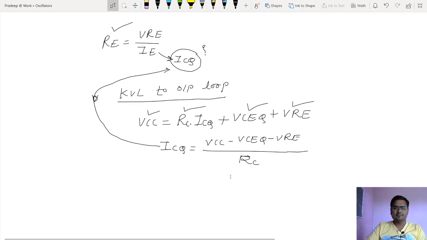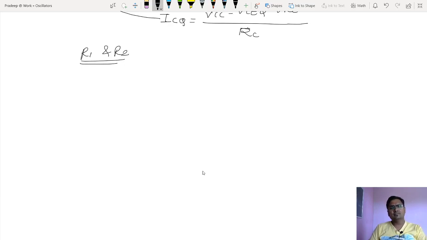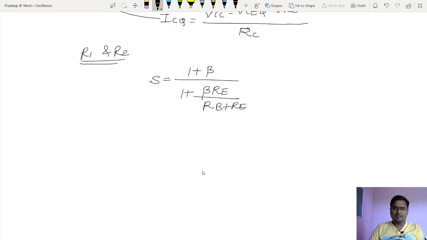Now after RE and the calculation of RC, the remaining two resistors are the biasing resistors, that is R1 and R2. To calculate those R1 and R2, what procedure did we follow in the last semester? You remember we have the stability factor S. S is equal to 1 plus beta, where beta is nothing but your HFE, divided by 1 plus beta RE divided by RB plus RE. That's what it is.